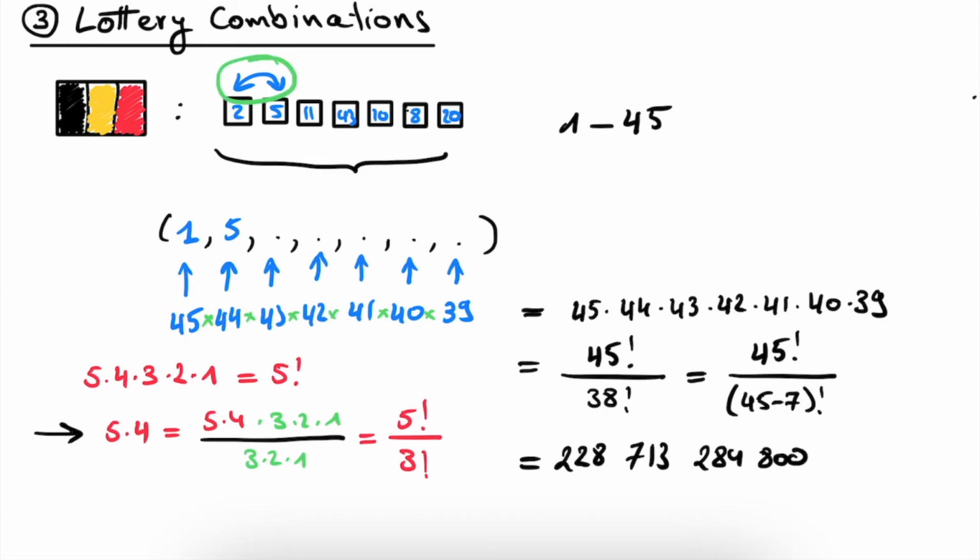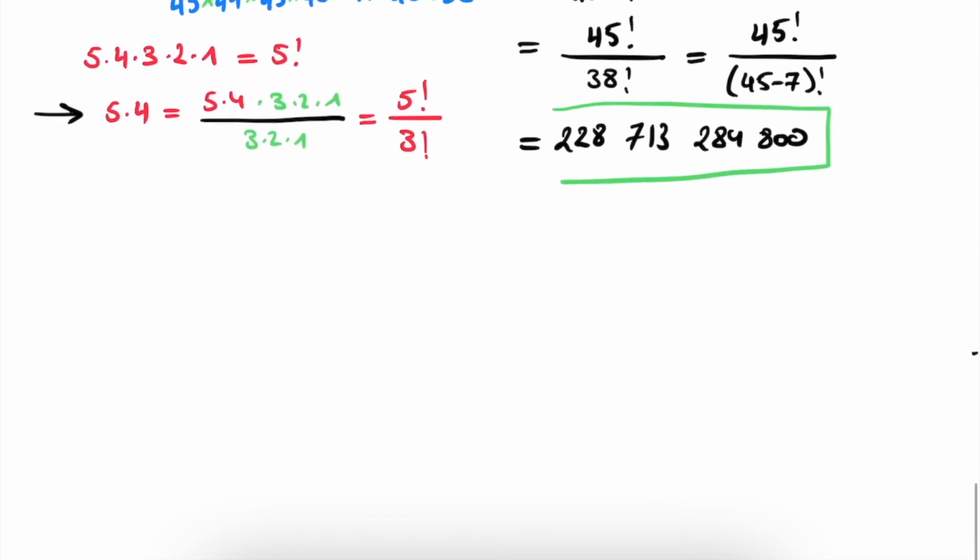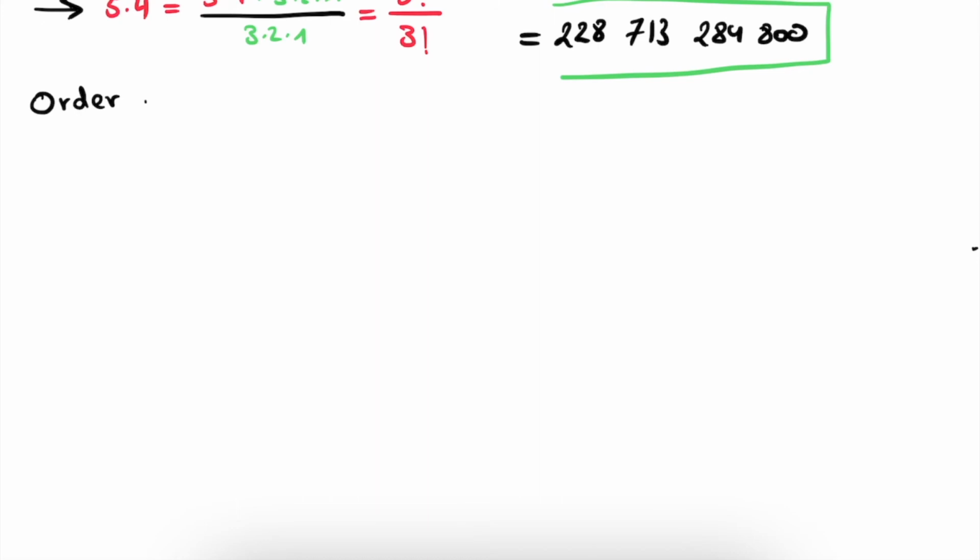However, this is not our final result, because at this point we did not incorporate the fact that the order of numbers that we choose does not matter. So whether this is a 2 on the first place and a 5 on the second place, or a 5 on the first place and a 2 on the second place, does not matter. The only thing that matters is that you picked a 5 and a 2. So let's see how we can modify this number of combinations to incorporate the fact that order doesn't matter.